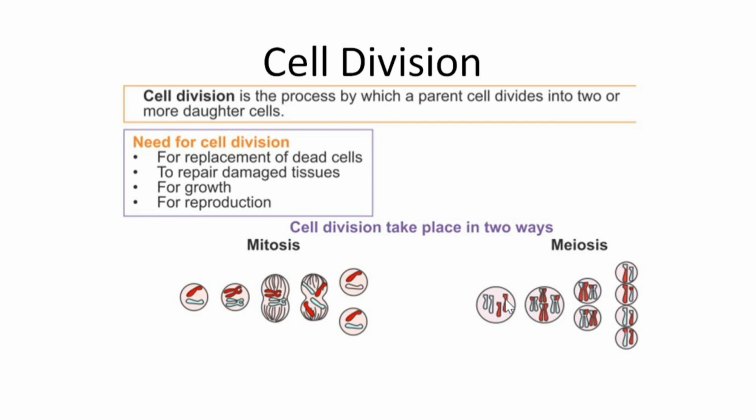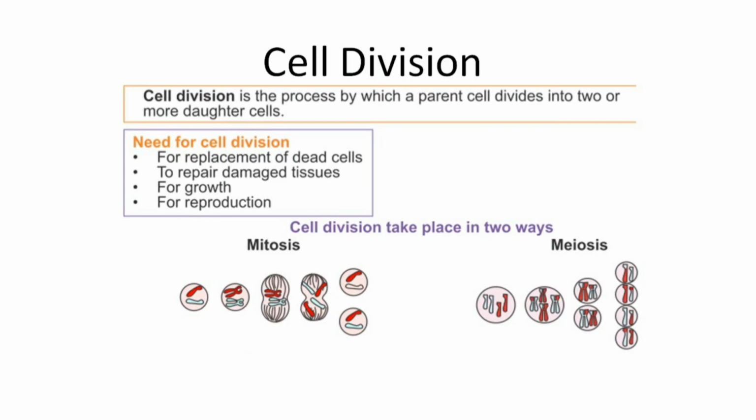Whereas meiosis is the kind of cell division that occurs in the reproductive cells to produce the gametes. Here the number of chromosomes is reduced to half. Thus, it is called the reductional division. Meiosis occurs in reproductive cells.